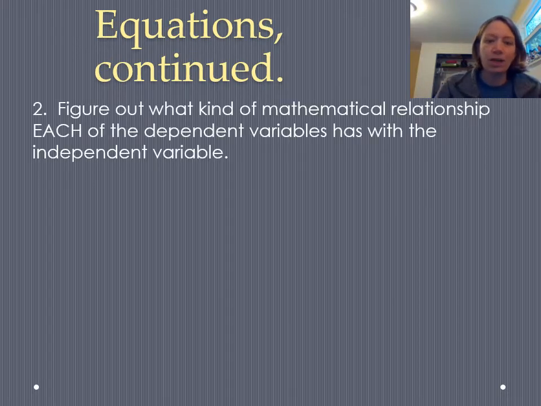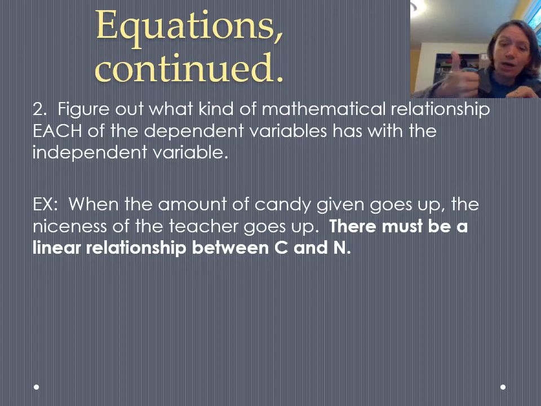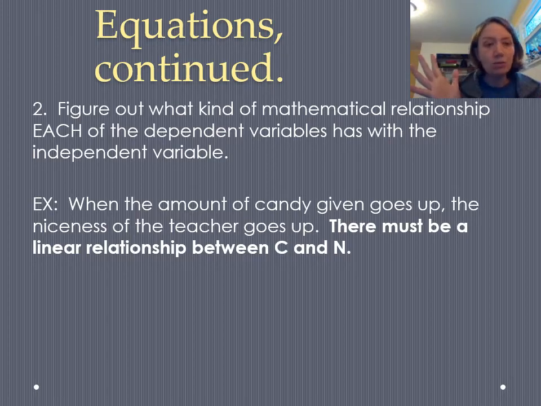The next step in building out an equation is to figure out what the mathematical relationships are between the dependent variable and each independent variable. You might do a scientific experiment to figure this out, like we've done before, or sometimes it's just kind of logical that you can reason out what the relationship is. So for example, when teachers give you more candy, probably most students are going to say their niceness value is going to go up as well. That tells me that there is a linear relationship between candy and niceness. So that's the first relationship.